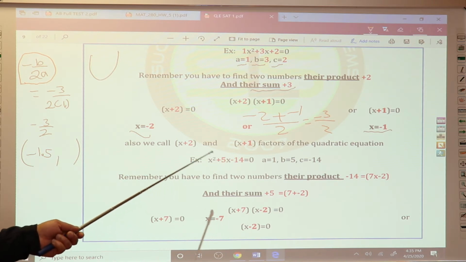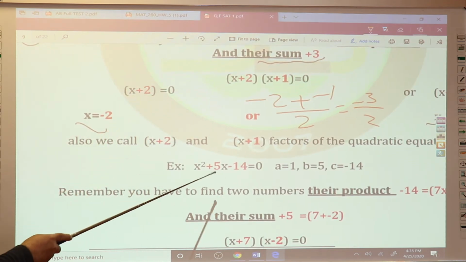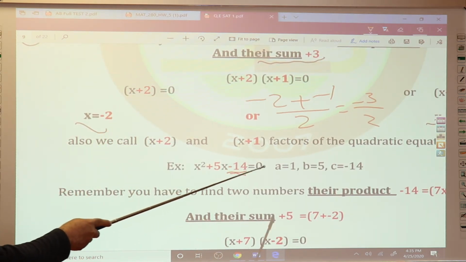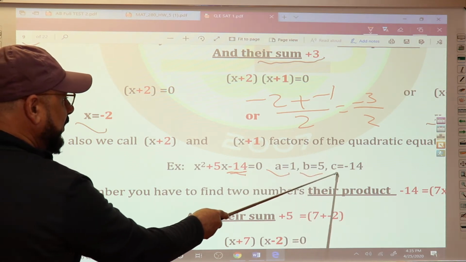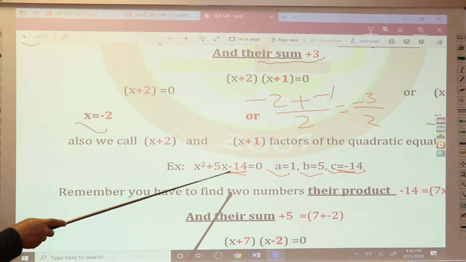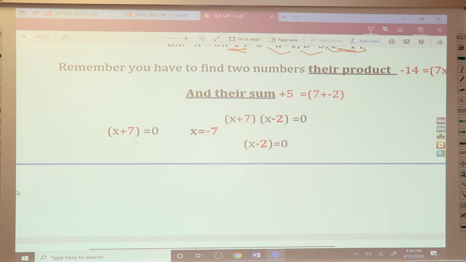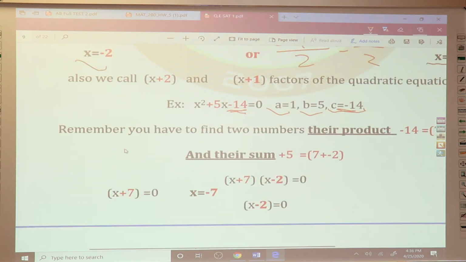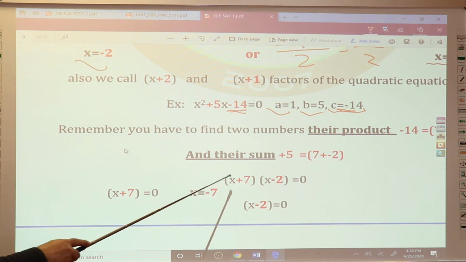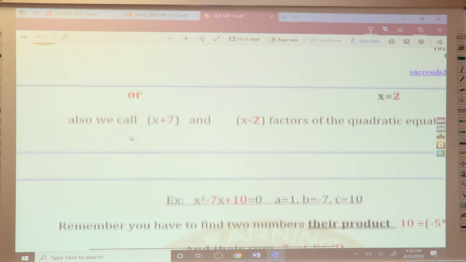Another example to factor, which is x squared plus 5x minus 14. A is 1, b is 5, c is negative 14, the y-intercept. To factor, find two numbers that multiply to negative 14 and add up to 5: 7 and negative 2. Okay, and you factor x plus 7 and x minus 2. 7 times negative 2 is negative 14, 7 plus negative 2 is 5. I'm reviewing the factoring thing.